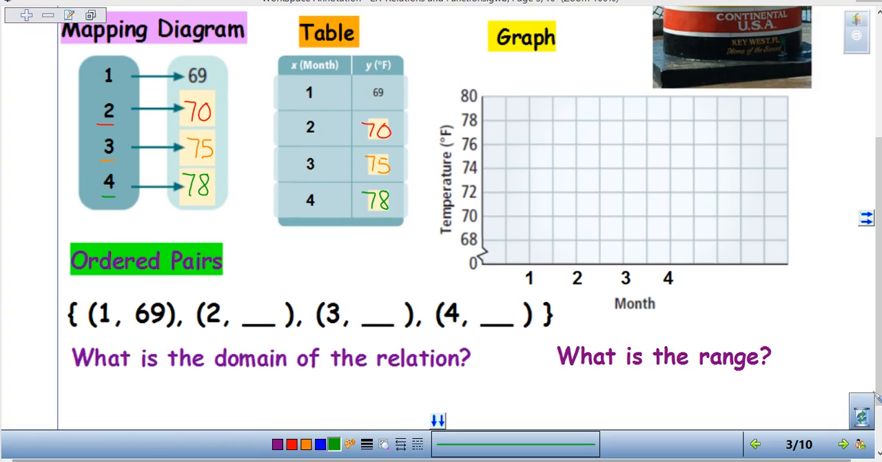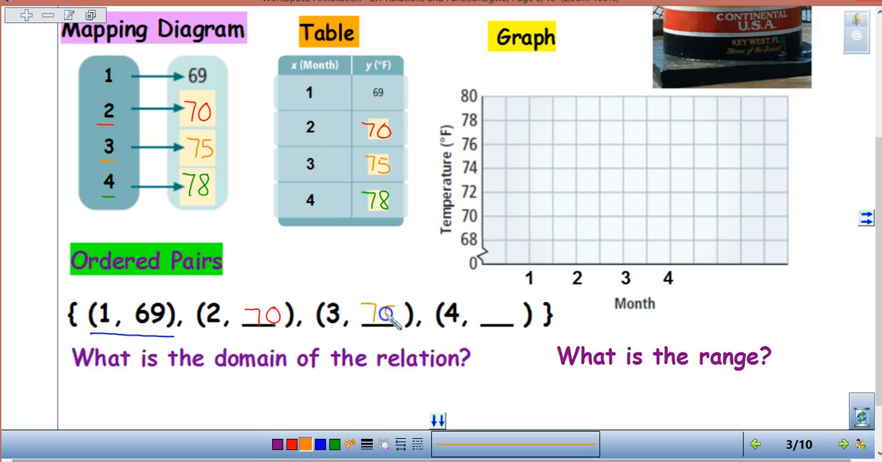Okay. Well, now we can take that table, those values, and create ordered pairs, which then we're going to turn into the graph. So again, you've done all of this. It's just writing it all the different ways that we can represent it. So again, 1 to 69, that was already there for us. That just means January has a temperature of 69. Well, in February, we had 70 degrees as our temperature. And in March, it was 75. And April, we had 78.